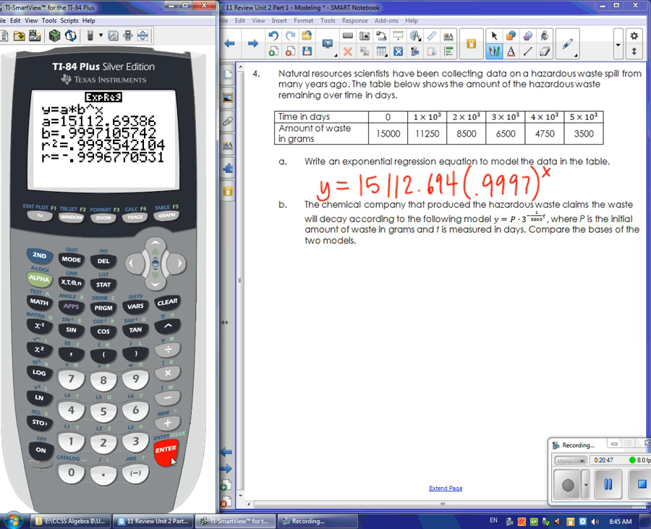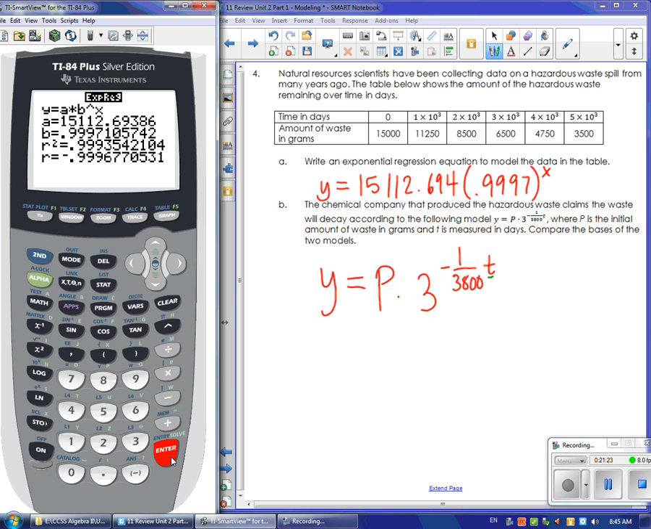Letter B says the chemical company that produced the hazardous waste claims the waste will decay according to the following model. So let's look at their equation. It's Y equals P times 3 to the negative, I'm sorry, I can hardly see what that says. Let's see. To the negative 1 over 3,800 times T. Okay? Well, if I take a look at this, this is just an exponential equation because I've got an exponent with a variable in it.